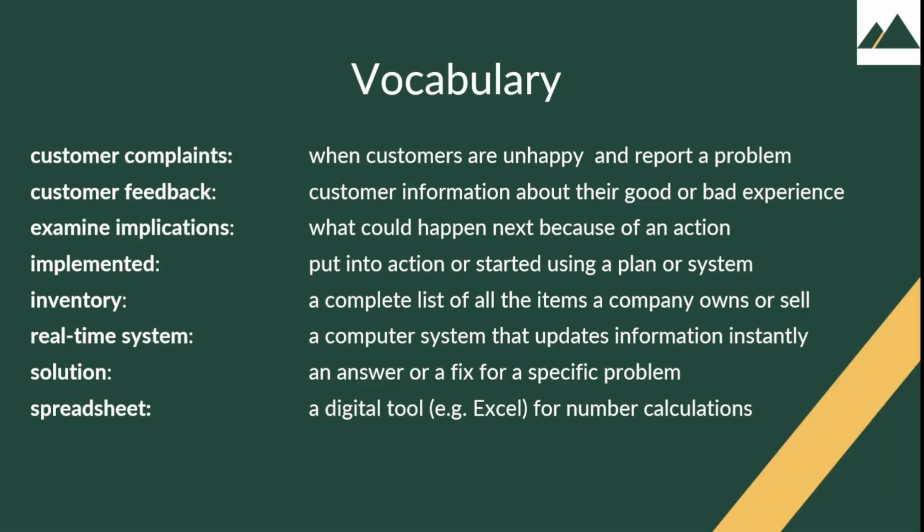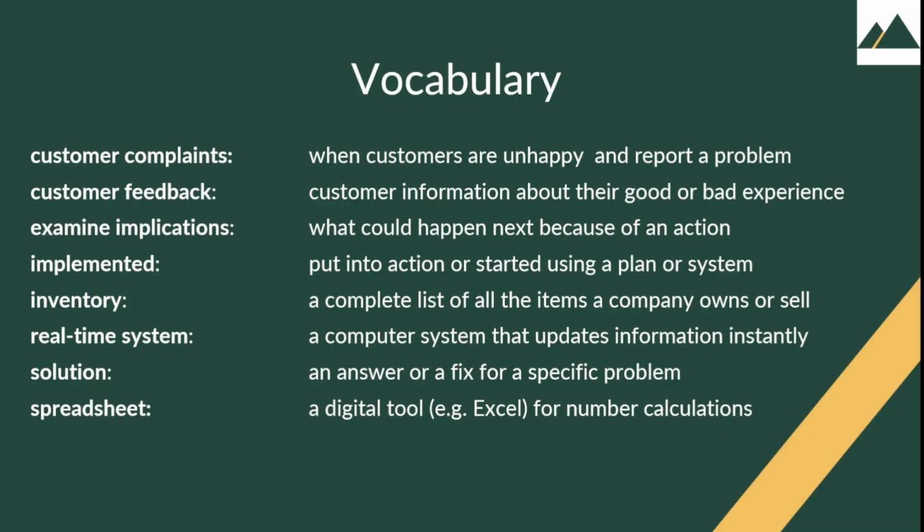We have several terms here. Customer complaints is generally when the customers are unhappy and they report that they're unhappy. Feedback is the information, good or bad, from the customer. When we examine implications, we look to see what might happen. If we implement something, we start a plan. Inventory is a list of items that we might sell.